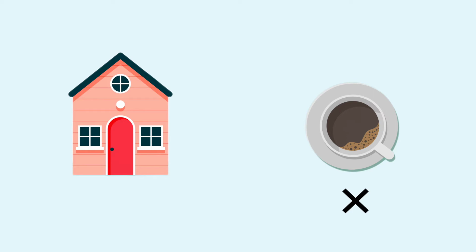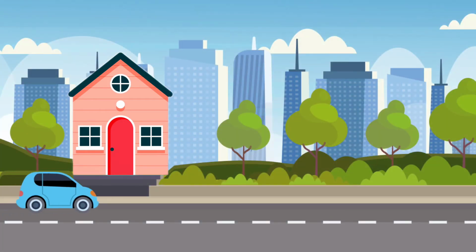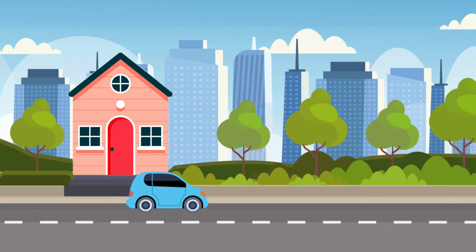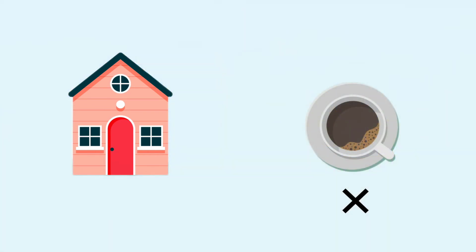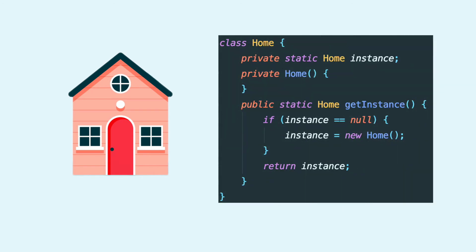On the other hand, Joey's home, whether he comes out of it to get a coffee or goes back to his home, or whether he goes to college and comes back, it's always the same home. For each request for the home class, we are always returning the same instance and hence the home is a singleton. Now let us try to model the singleton home object in a popular programming language, Java.